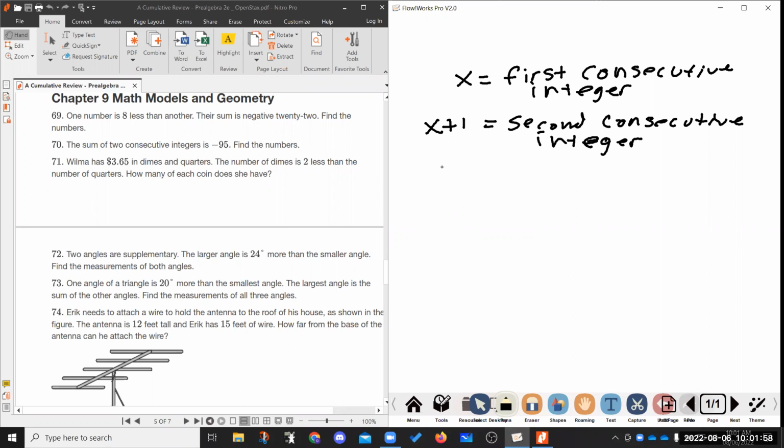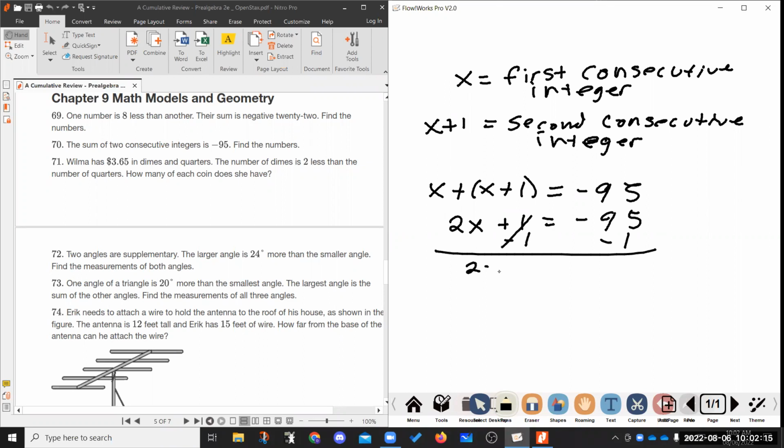So the sum of two consecutive integers is negative 95. Find the numbers. So 2x plus 1 equals negative 95. Subtract 1 from both sides. 2x is equal to negative 96. Divide by 2. X is equal to a negative 48, which means that x plus 1 is equal to a negative 47. And they do add together to give me a negative 95.